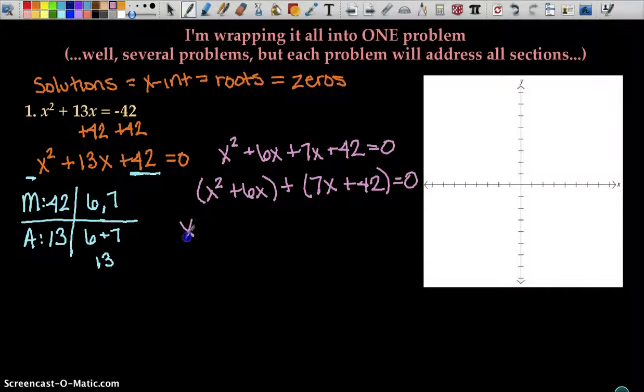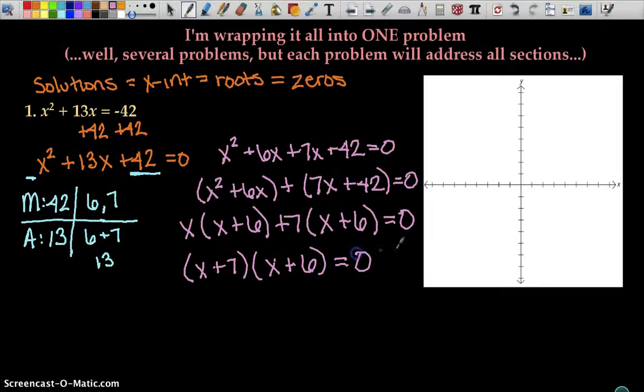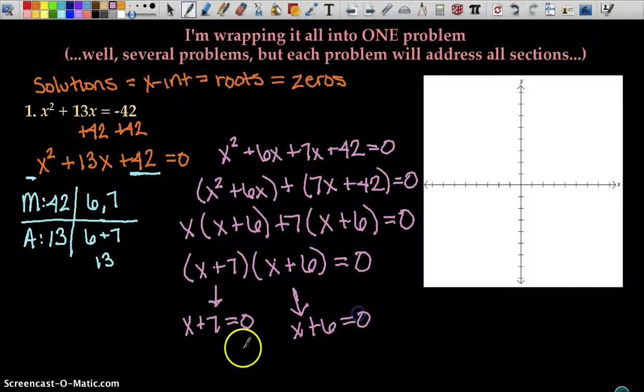Now we take out our GCF, so x, and that leaves us with x plus 6. We take out our GCF here, which would be 7, and that would leave us with x plus 6. And now we have together our GCFs, x plus 7, and what was left over, x plus 6. Now this part is just the factoring. Now we can solve them because we have two binomials being multiplied. So we take each one and set it equal to 0. So x plus 7 is equal to 0, and x plus 6 is equal to 0.